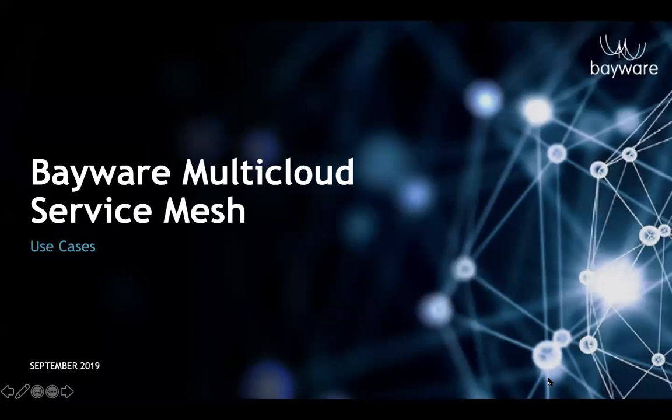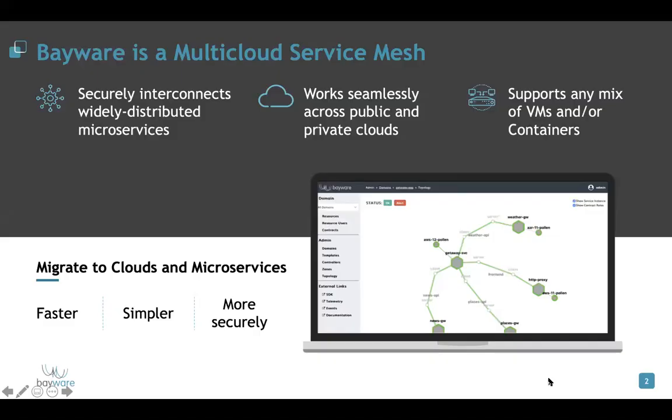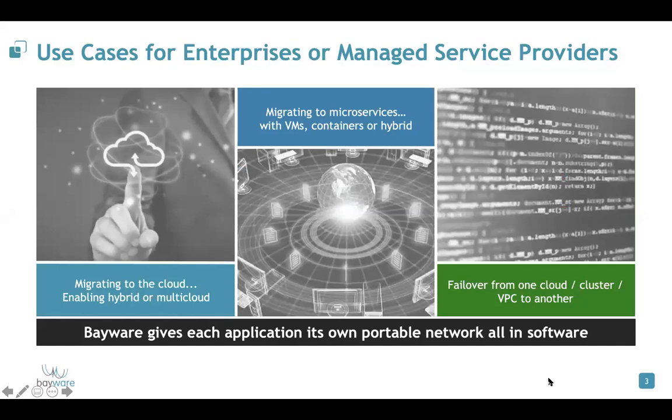What are the Bayware use cases? Bayware is a multi-cloud service mesh to securely interconnect application microservices on any cloud in any packaging. So you can migrate to clouds and microservices faster, simpler, and more securely. The use cases are focused around enterprises or managed service providers serving those enterprises.